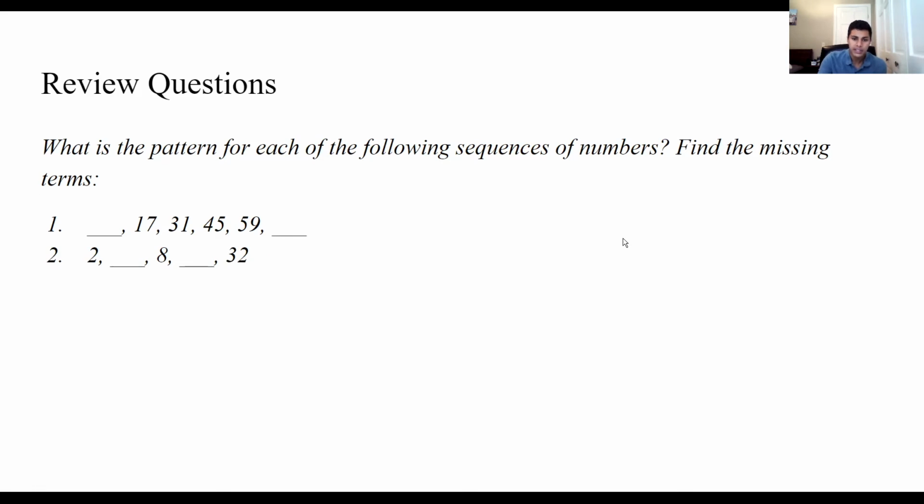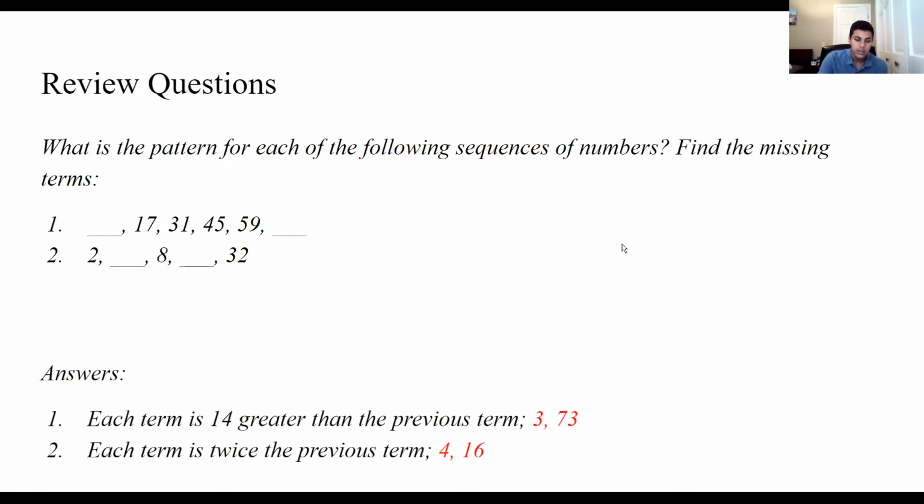All right, so here were the answers to these questions. So first, each term is 14 greater than the previous term, and then in red I have the missing terms. So the first one would be 3, and I'll just write that in. It'd be 3, and the last one would be 73. And then for the second one, each term is twice the previous term, and the missing terms are 4 and 16. So let's figure out how to find these patterns.